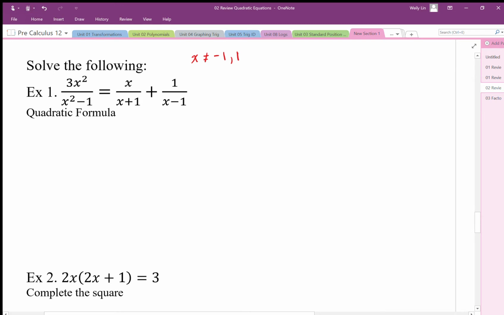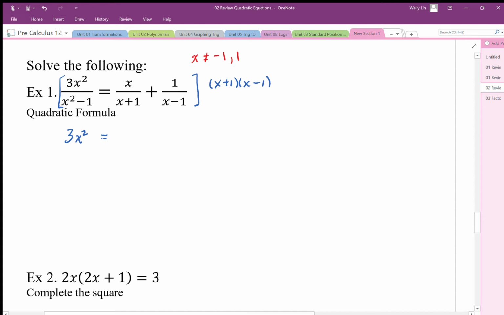Now, I don't like these fractions, so I prefer just getting rid of the fractions by multiplying by the lowest common denominator, which is x plus 1, x minus 1. And when I do that, some things cancel out. In this case, the x squared minus 1 shares both these factors, so everything cancels. So I'm just left with the 3x squared. This times cancels with that divide. The only times that's left is the numerator. Okay?